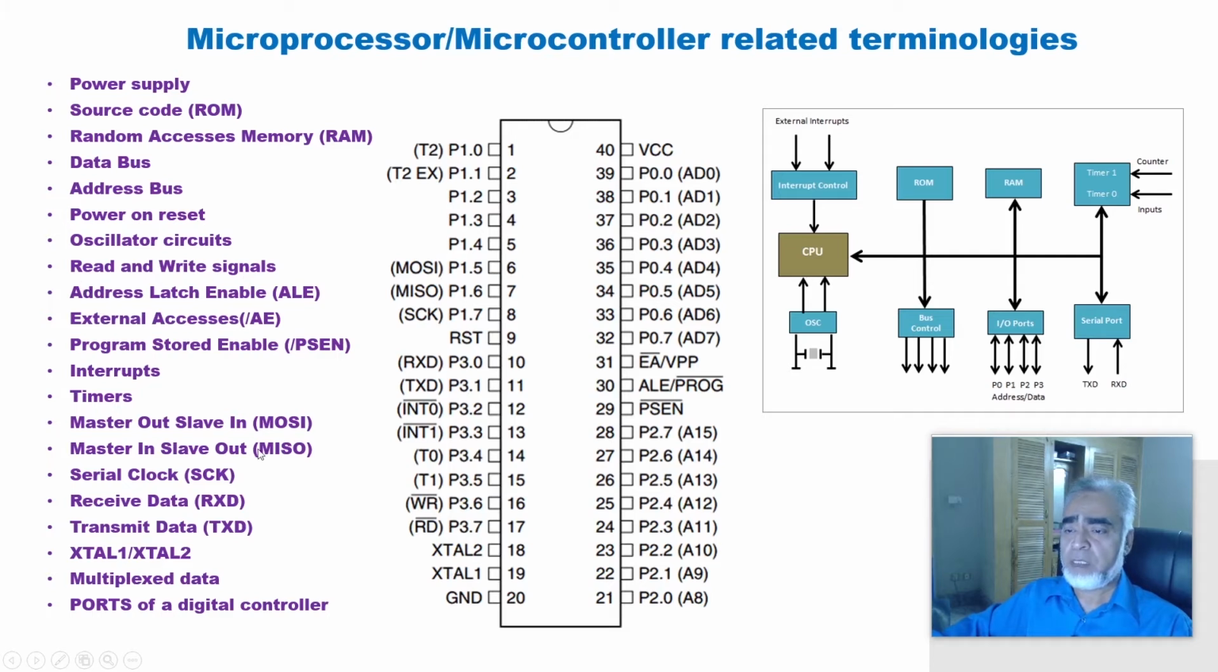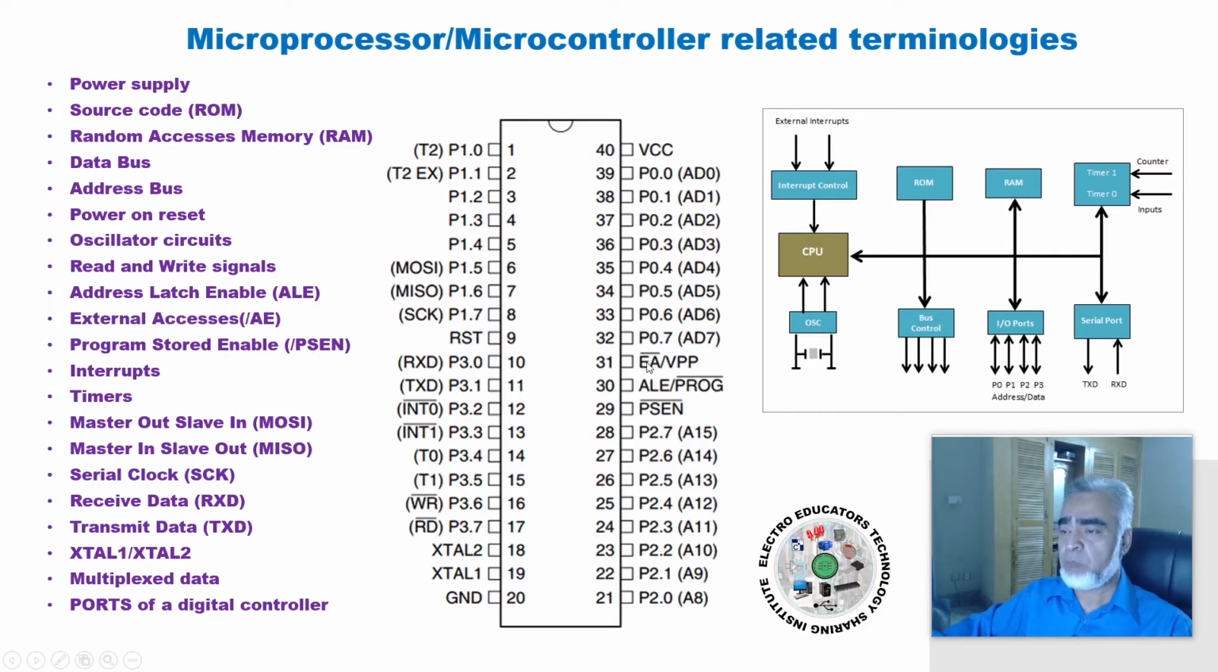Read and write signals. Here we have read and write signals, that is port 3.6 and port 3.7. Address latch enable, that is ALE. Here we can see pin number 30 is ALE, and we can also use this pin as programming pin. External access, here we can find the pin number 31 is external access.